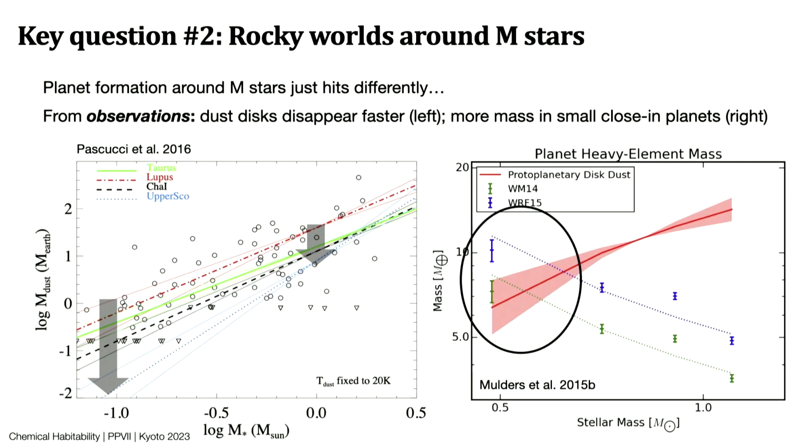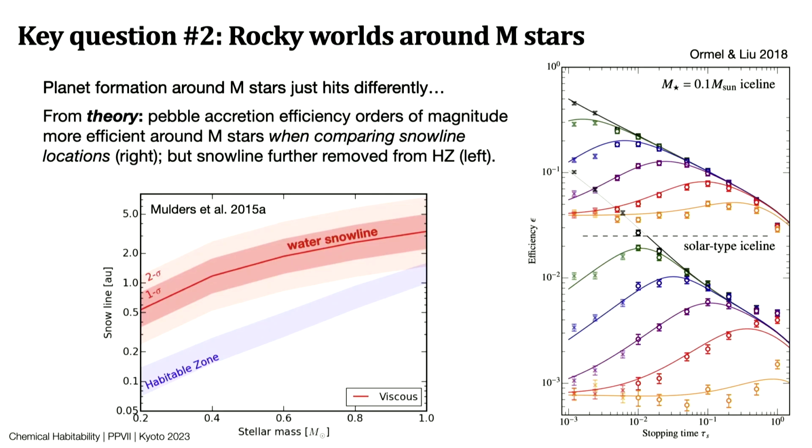This will be great. The second system I wanted to highlight, just in 10 seconds, is what about planets around M dwarfs? Planet formation, all the signs are saying it's just slightly off. It's slightly different around low mass stars. Disks disappear faster. There's more planets in the inner regions. Pebble accretion is way more efficient comparing snowline to snowline. And then yes, the habitable zone is closer in around low mass stars, but it's further away from where the snowline was. So this is an interesting difference between low mass stars and sun-like stars.